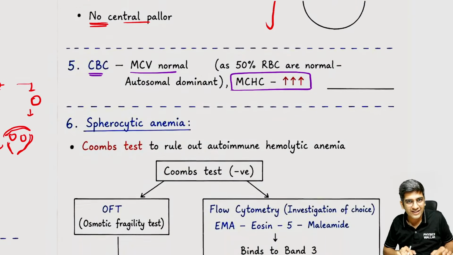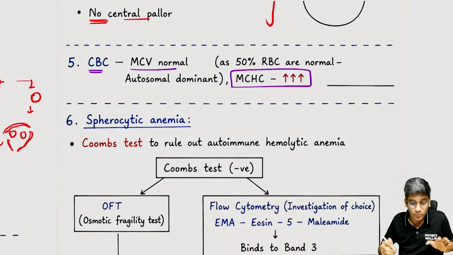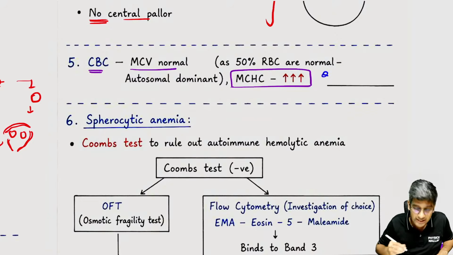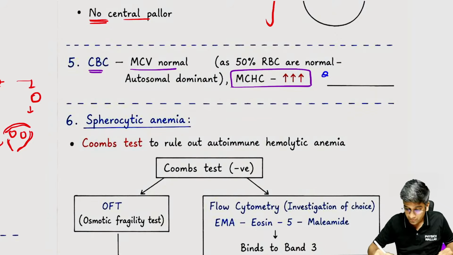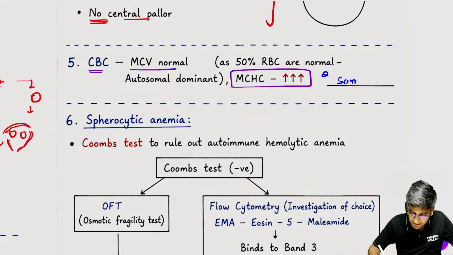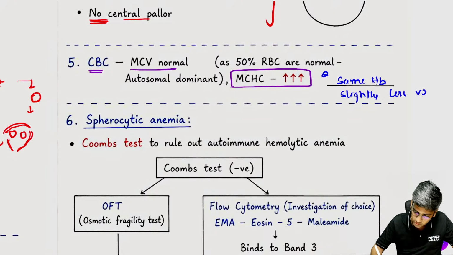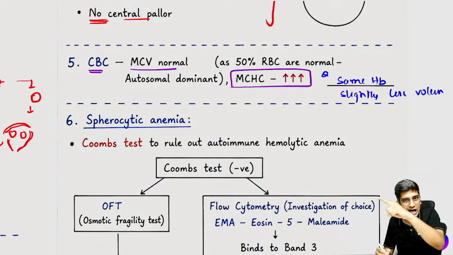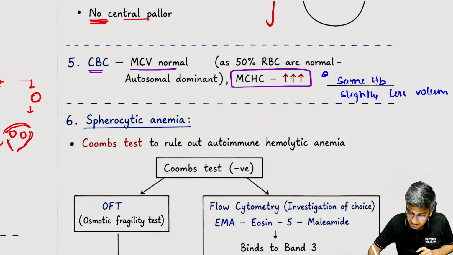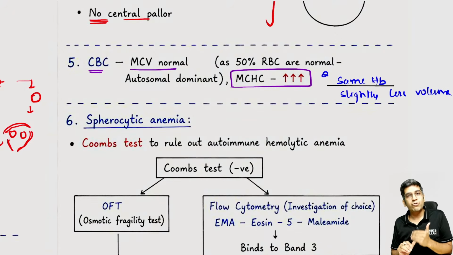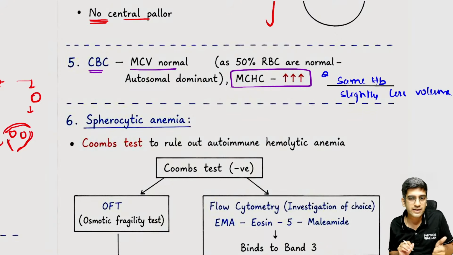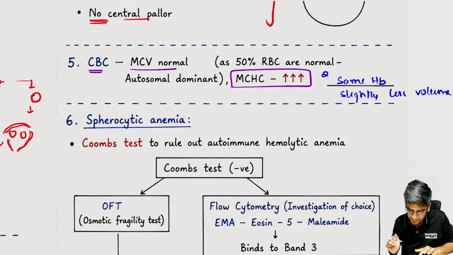MCHC will be elevated. If a question comes in reasoning why, I'm going to put a question. Can anyone tell me why there's an increased MCHC? It's the same amount of hemoglobin, but a slightly less volume of spherocyte. Smaller, darker, and no central pallor. Dark, that's the reason I have more MCHC. Mean corpuscular hemoglobin concentration increases. It's an important MCQ point. Don't forget that.